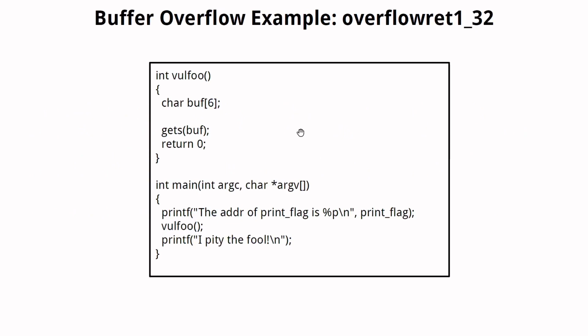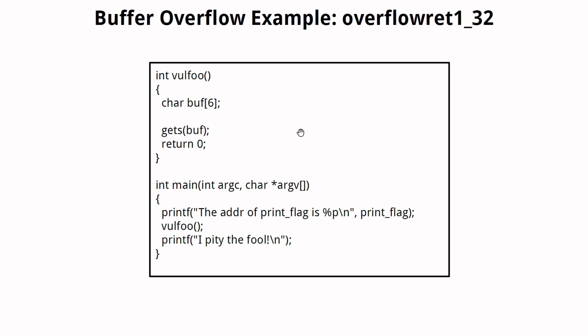So let's look at a very simple example. This is the very first return address overflow example we have. I call it overflow return 1. There is a main function. The main function first prints out the address of the print flag function. The print flag is a library function. It is already in the address space of this process, even though I didn't include it here. It's in another file.